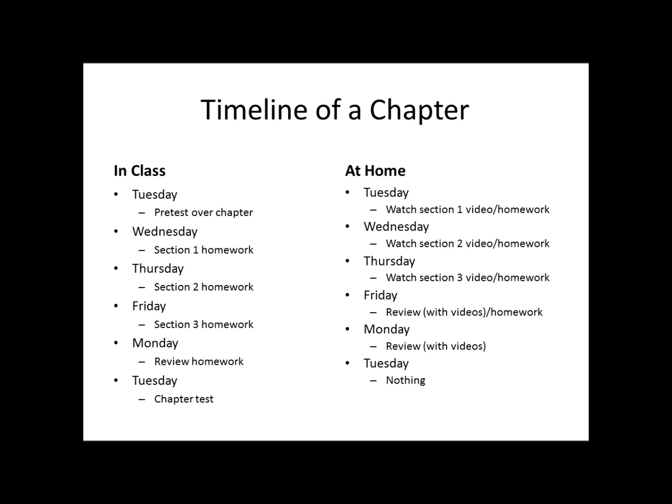Now, I just said finish that Section 1 homework. Yes, that Section 1 homework is going to be due Wednesday before you leave. That means you're going to have to start it Tuesday night. Wednesday, you go home, you watch the Section 2 video, start the homework. Thursday, you come into school, you work on and complete that Section 2 homework. Thursday night, you watch the next video, start the homework. Friday, you work on and finish that homework in class.